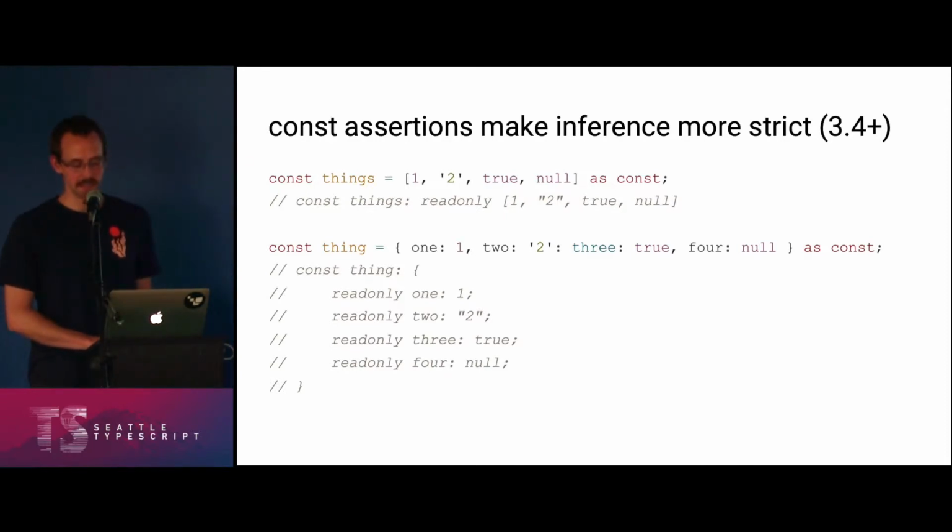And similar with the object, this is that same object from before, but I put as-const at the end. And now all of the properties are read-only. I cannot mutate them later. And the types have become much more exact. So instead of number, it's a 1. Instead of a string, it's the string 2, true and null.